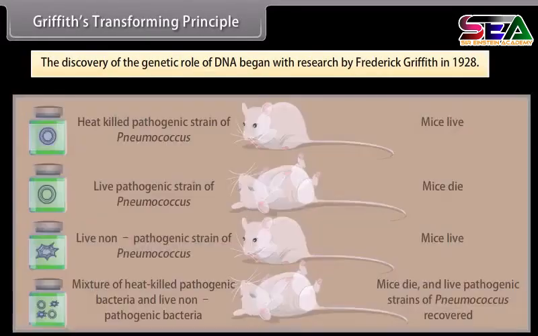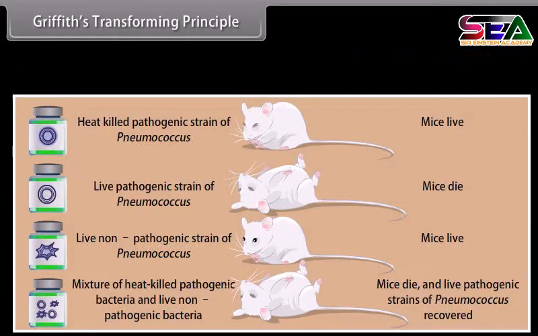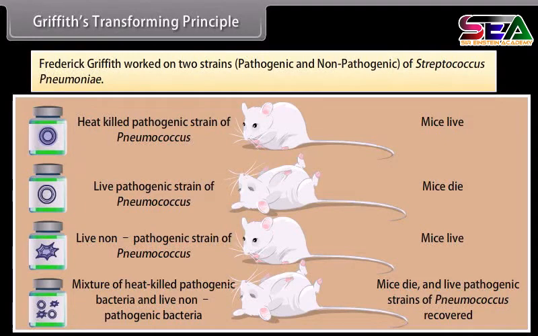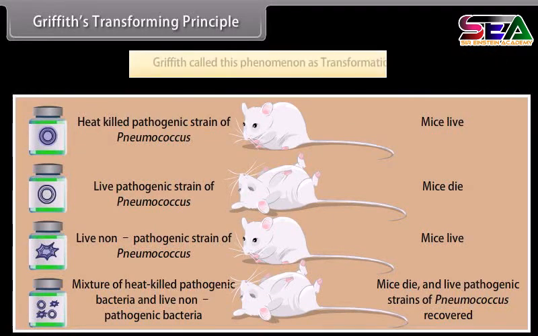Griffith's transforming principle. The discovery of the genetic role of DNA began with research by Frederick Griffith in 1928. Griffith worked on 2 strains, pathogenic and non-pathogenic, of Streptococcus pneumoniae. He found that when he mixed the heat-killed remains of the pathogenic S strain with living cells of the non-pathogenic R strain, some of these cells became pathogenic. Griffith called this phenomenon transformation.